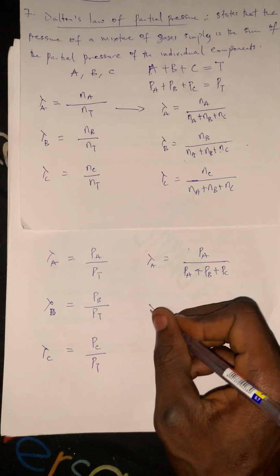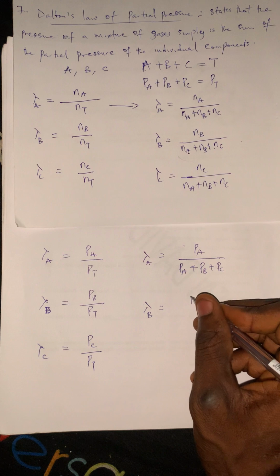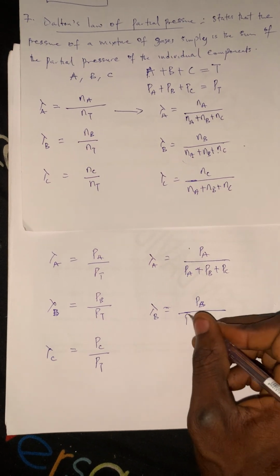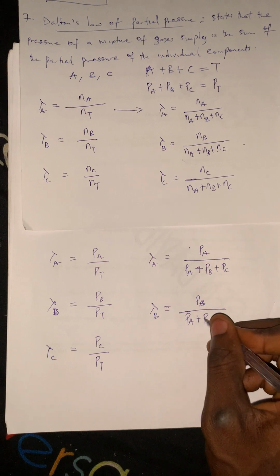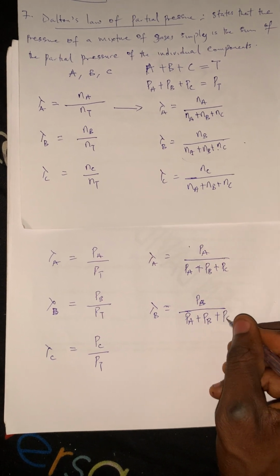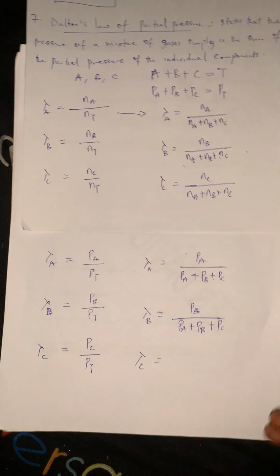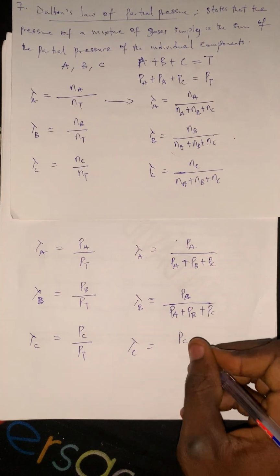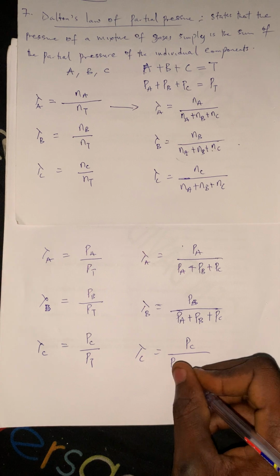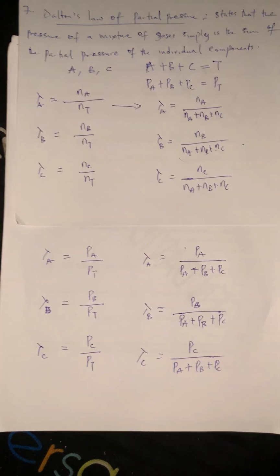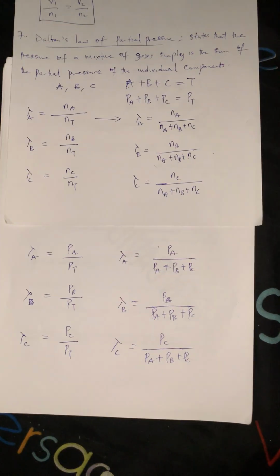So the mole fraction of B can also be the pressure of B over the pressure of A plus the pressure of B plus the pressure of C. So the mole fraction of C will be equal to the pressure of C over the pressure of A plus the pressure of B plus the pressure of C. So this is it. So you have to check this.